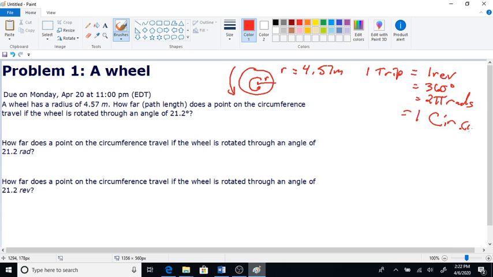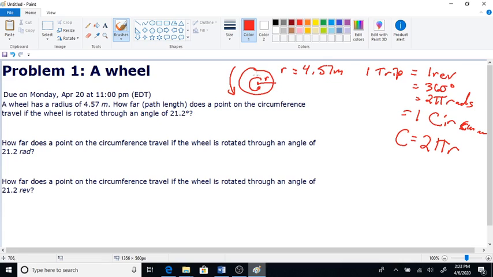You know how to spell it. There you go, circumference. So for one circumference, what is the formula for circumference? 2 pi times the radius, right? 2 pi radius. That's a circumference. That's one trip around, one revolution, 360 degrees, 2 pi radians. Okay, so we go 21.2 degrees.